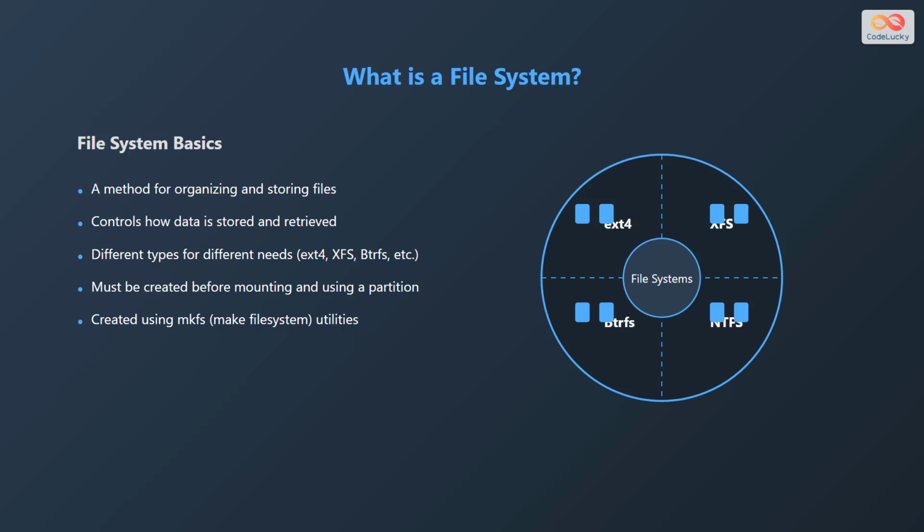A file system is a method for organizing and storing files on a storage device. It controls how data is stored and retrieved. Different types of file systems exist to meet various needs. Examples are ext4, XFS, and Btrfs. A file system must be created before mounting and using a partition. The creation of a file system is done using the mkfs, make file system, utilities.